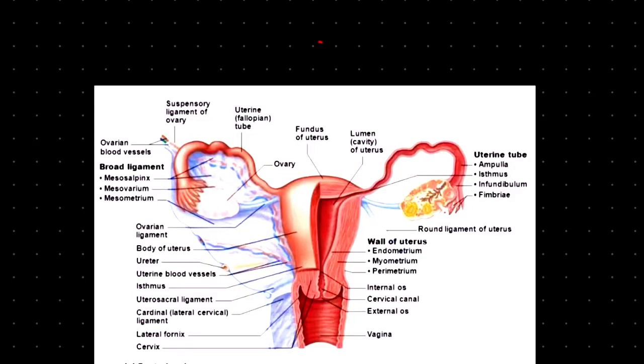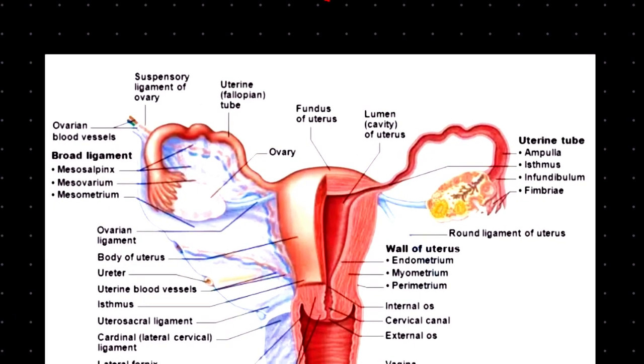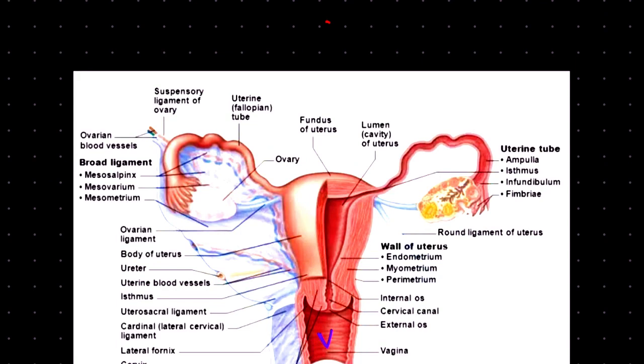Talking about the basics of internal genital structure, we will talk about the vagina, the uterus, the fallopian tube, and the ovary. Right now, talking about the uterus, what do we have in the uterus?